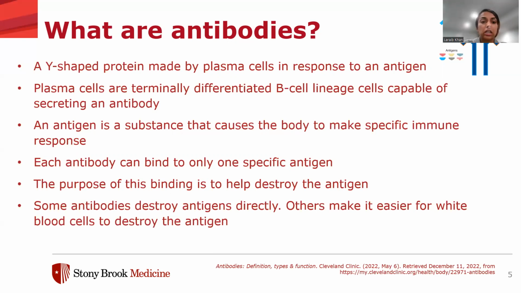So basically each antibody can only bind to one specific antigen. And the purpose of this binding is just to help destroy the antigen. Some antibodies destroy antigens directly, while the others will make it easier for white blood cells to destroy the antigen. I do have a picture of an antibody on the top right. So it's just a Y-shaped protein and it's showing an antigen attaching to it.